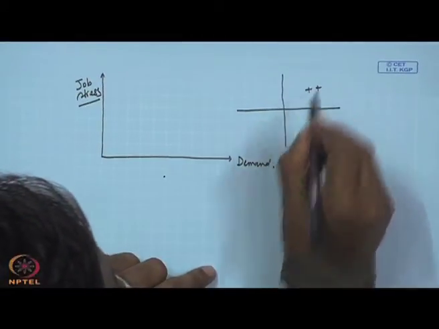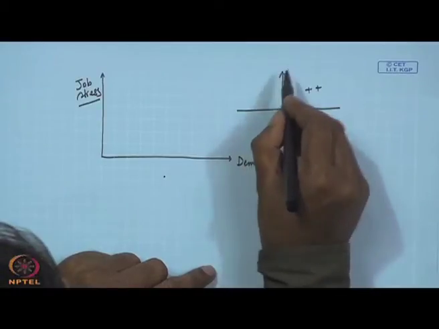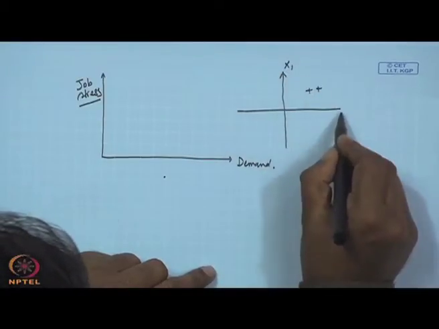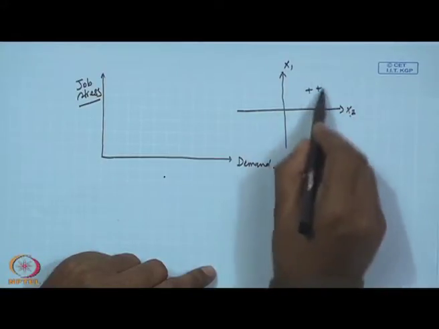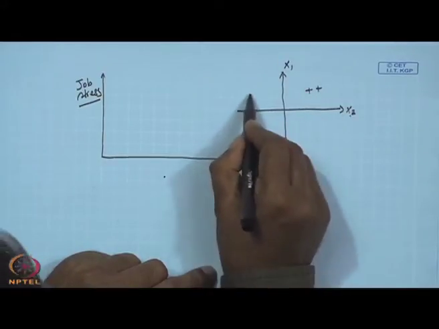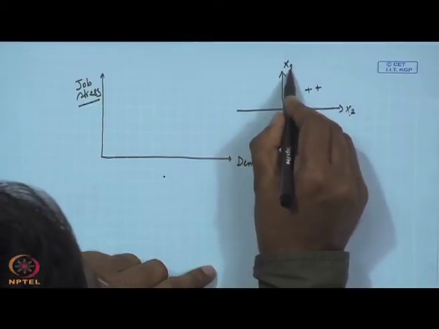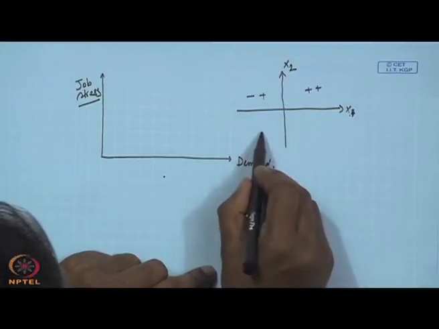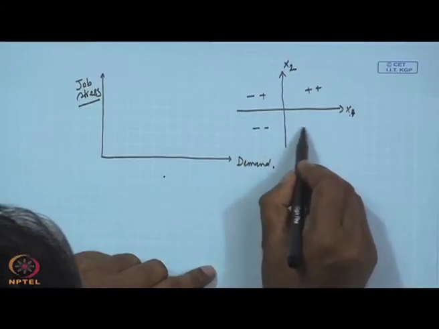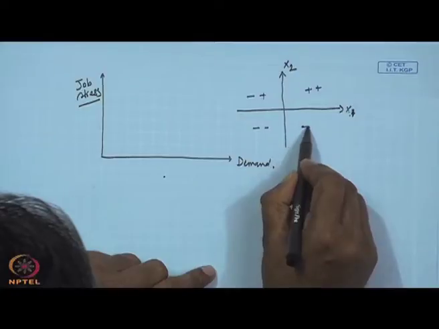This is my positive-positive quadrant, meaning if this is one variable x1 and this is another variable x2, then x1 increases, x2 increases, both positive. This side is x1, so x1 negative and x2 positive here, and this one is again negative-negative, and this is positive-negative.